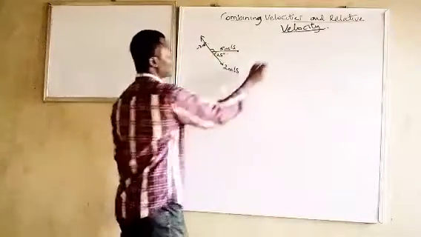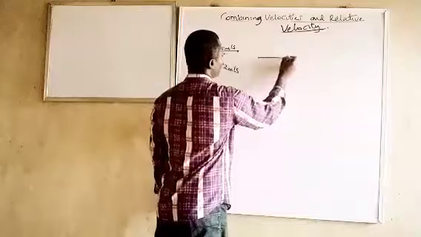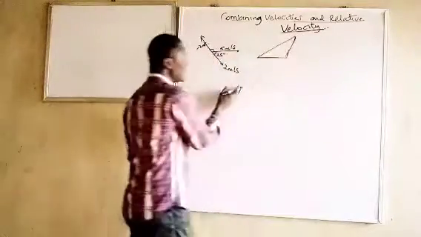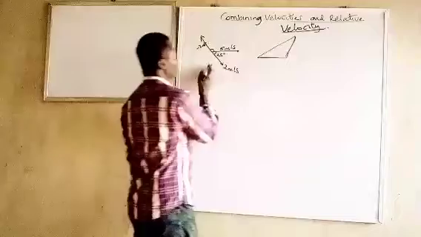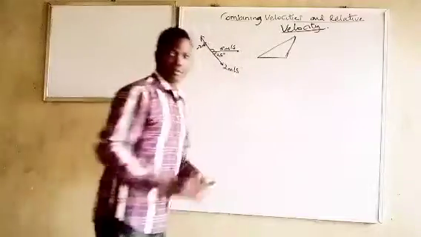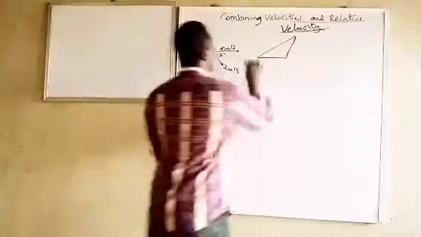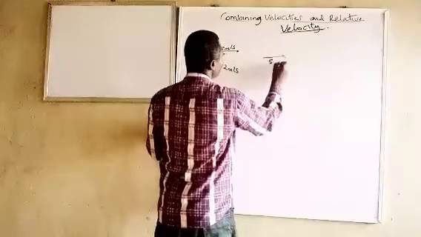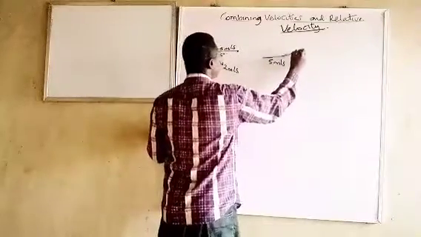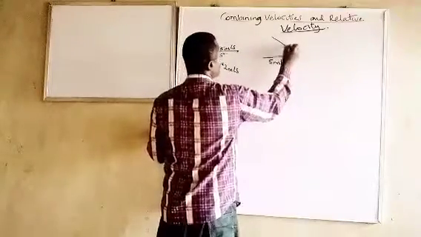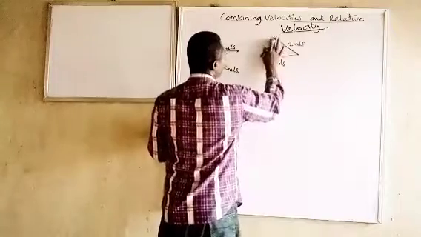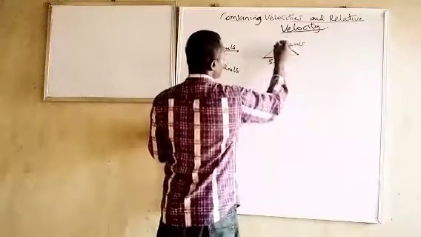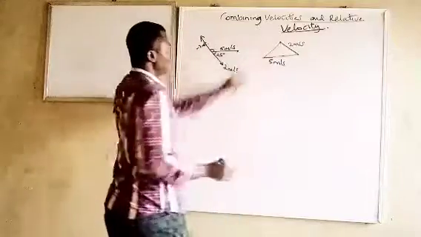So for me to now find the relative velocity, it should just be like this, just like when I was adding. So it means that I am adding with the negative of this one. You can see. So it's going to be like this: 5 meters per second and 2 meters per second. So this will now be the difference.